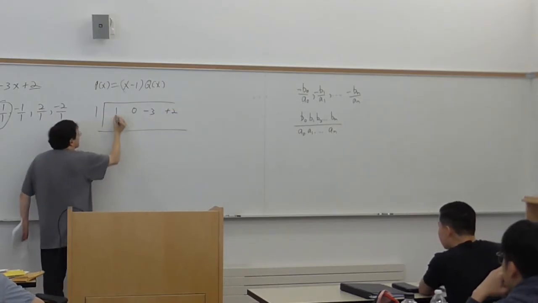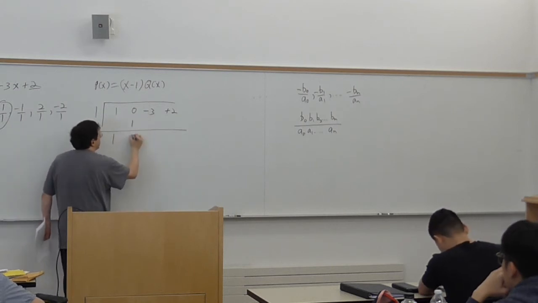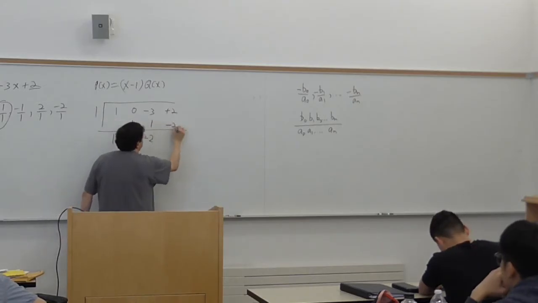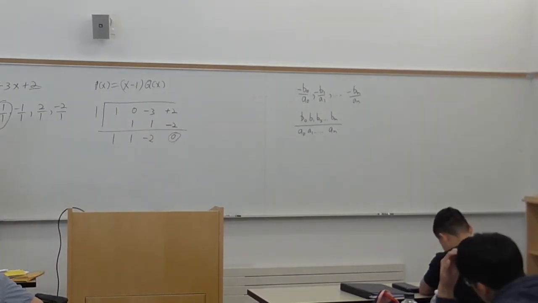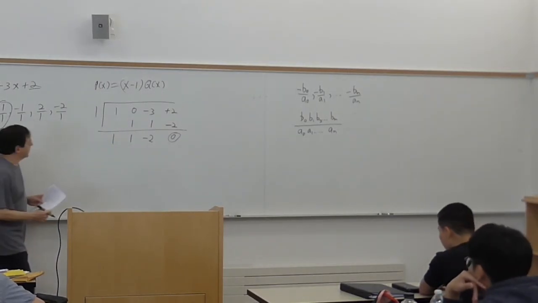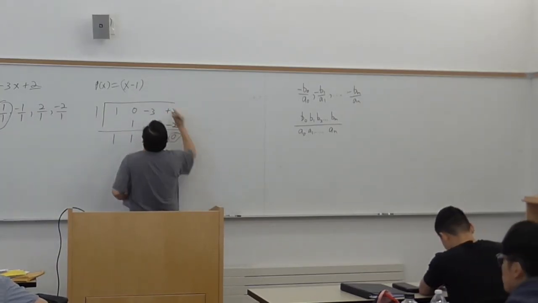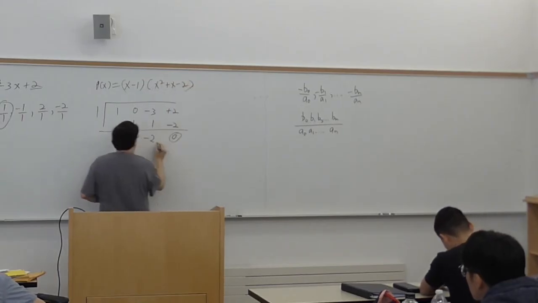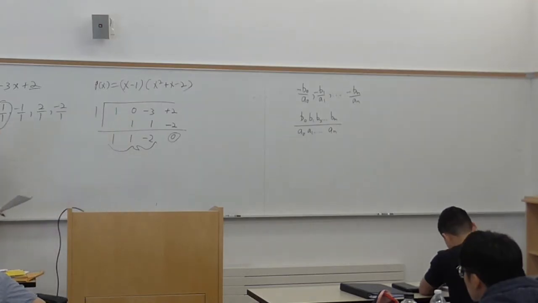Right. So I bring this down, I add, multiply, add, multiply. Oh, good, I get a 0. If I didn't get a 0, I've done something seriously wrong. And that tells me that q of x is x squared plus x minus 2. These are just the coefficients of the quotient.